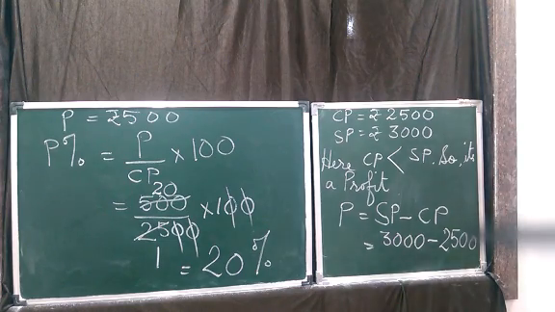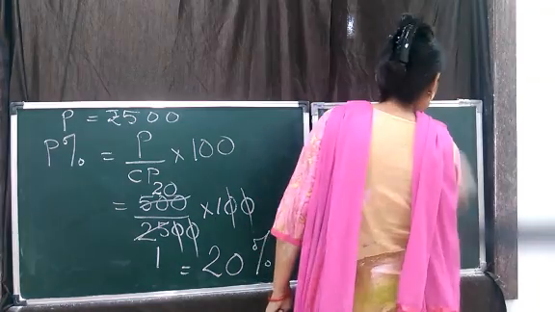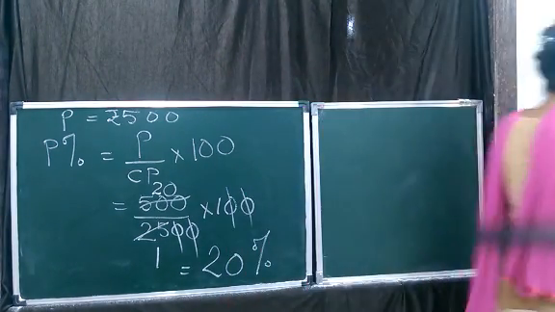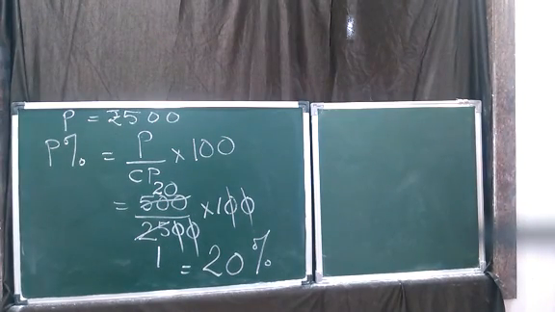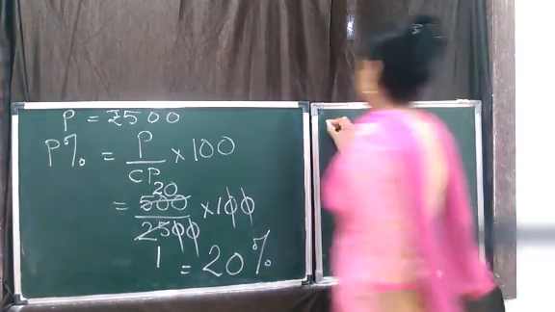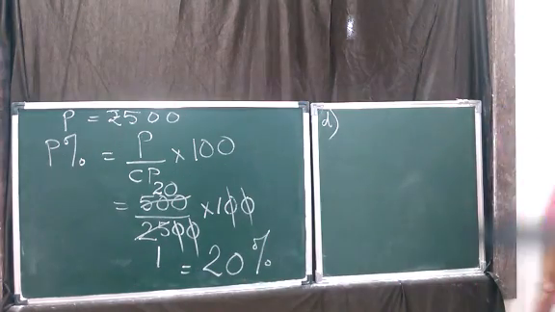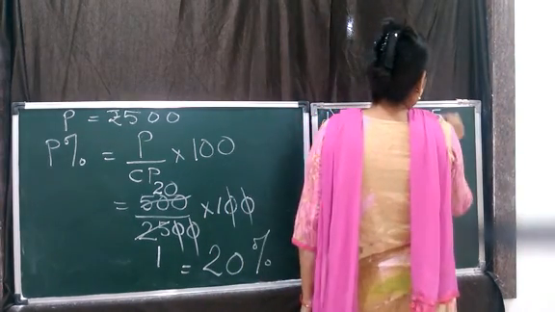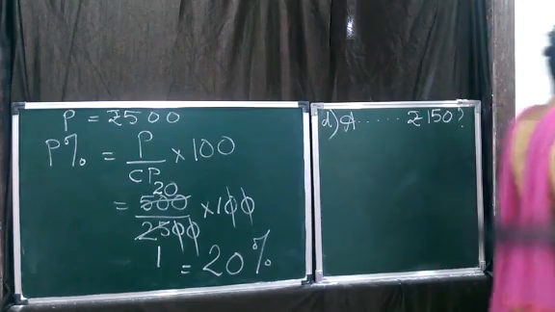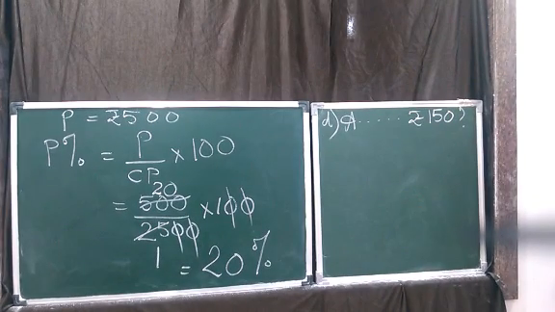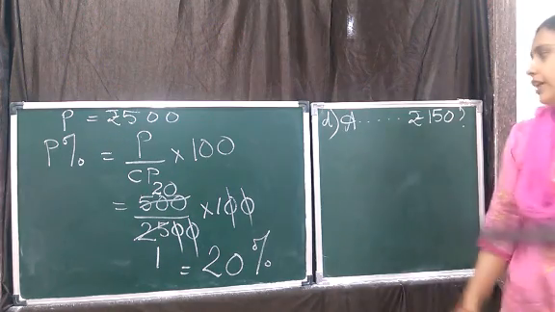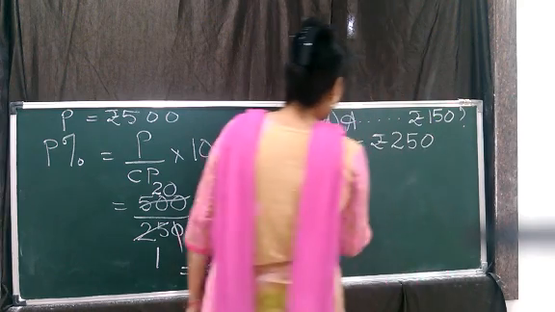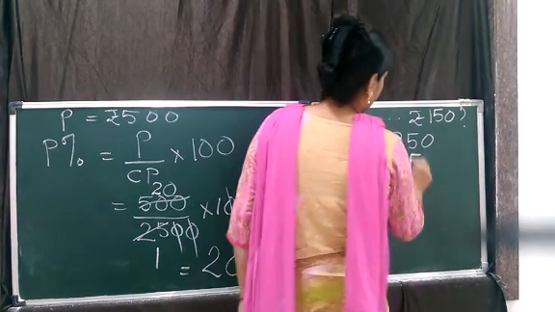So this completes the C part. Now we start with the D part, children. A skirt bought for rupees 250 and sold at rupees 150. So bought means CP rupees 250 and sold means SP rupees 150.